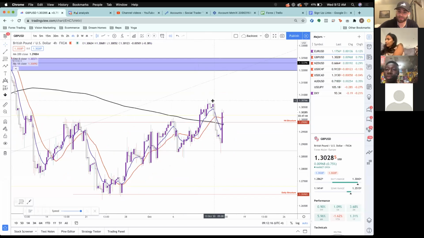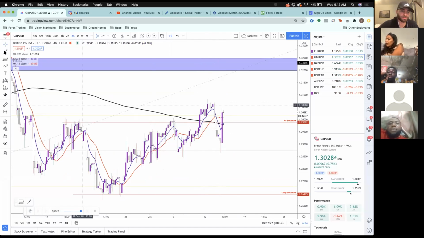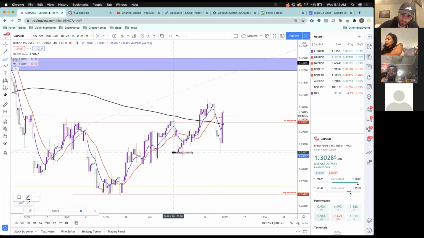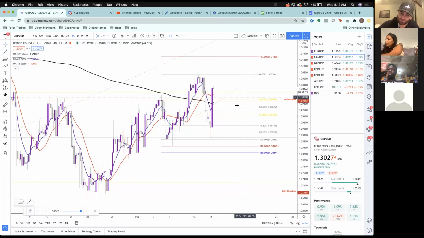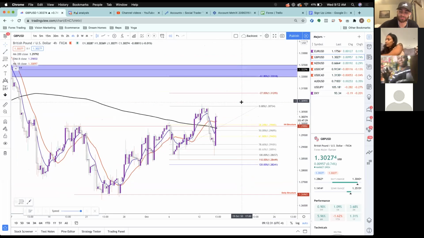And then we had this high established, and we pulled back. Normally where we're looking for entries is these higher low points. So as this is all going down, this high is formed. I'm going to take off these daily fibs. This is currently where we're looking at market structure.